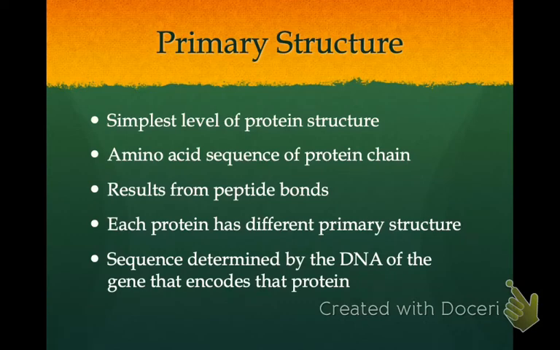The primary structure is the simplest level of protein structure. It's the amino acid sequence that forms when amino acids bond together by peptide bonds. Each different protein has a different primary structure, and one small change in that sequence of amino acids can affect the overall structure and function of a protein. The sequence of amino acids is determined in the DNA of the gene that encodes that protein, and this happens in the ribosomes of the cell.